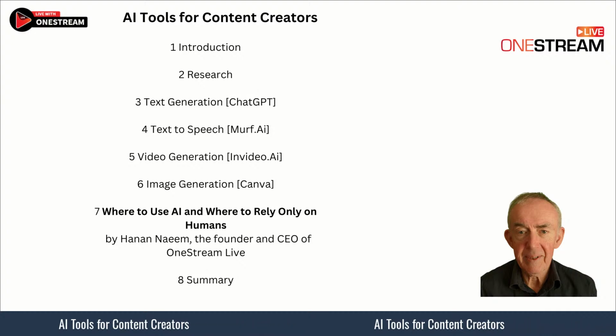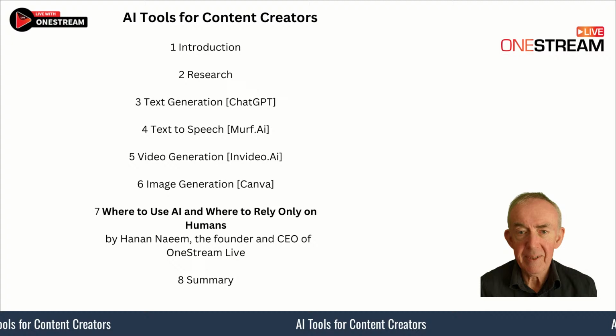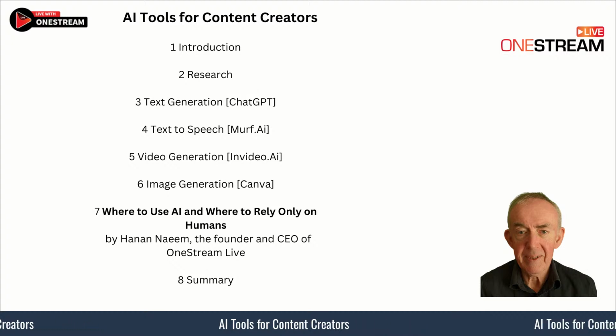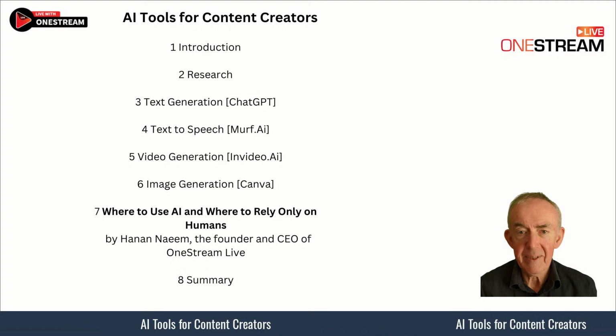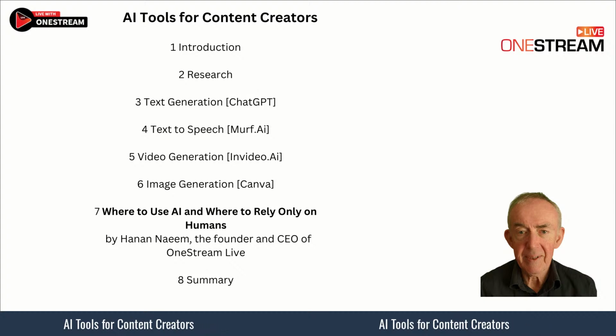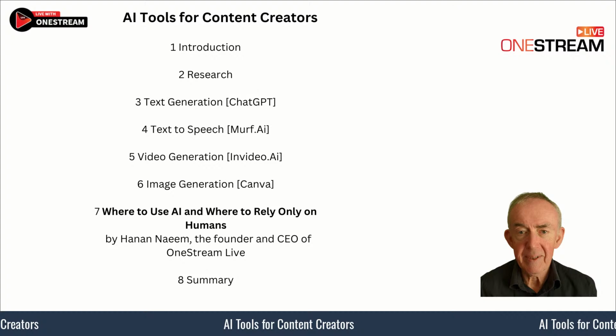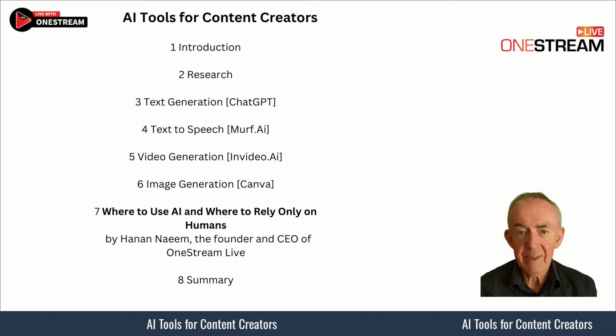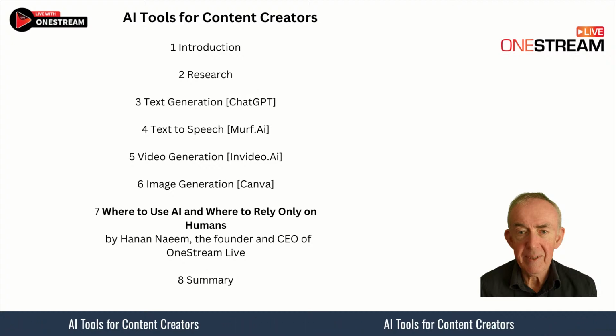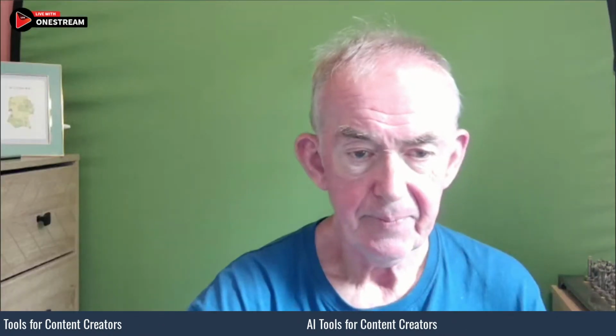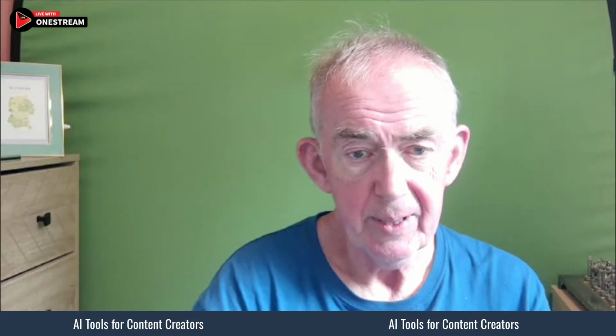We've looked at text generation with ChatGPT and research. One program, two sets of users. We've looked at Murph.ai for changing text into the spoken word. And they just work out of the box. I mean, there is no great learning curve with those two pieces of software.